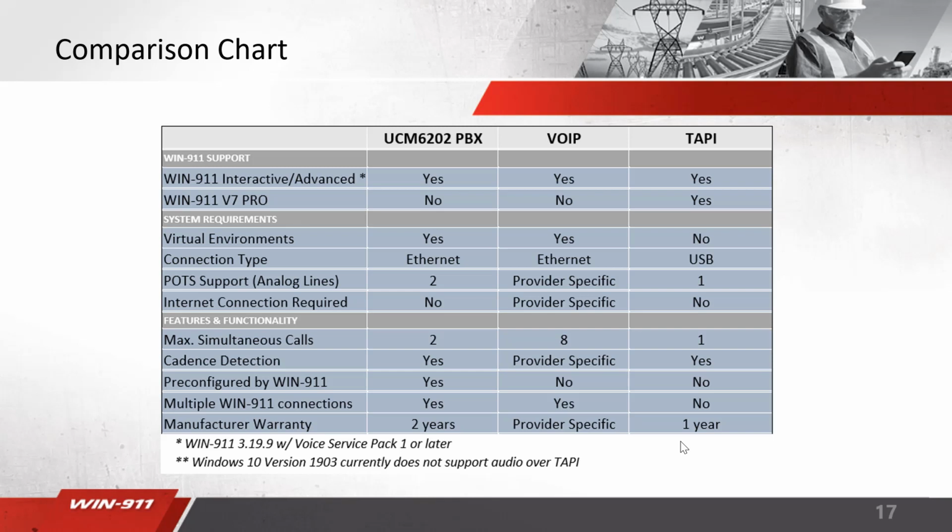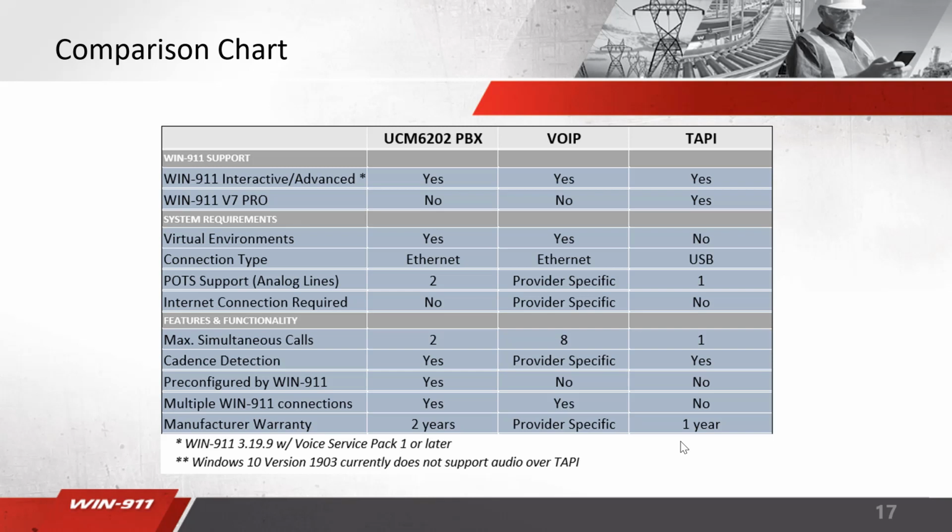Internet connection, definitely not required for Grandstream and Tappy. And again, on the VoIP side, maybe if you guys use an internet-based SIP server, then you absolutely need internet. That's on your end, though. Maximum calls simultaneously, again, 2 for the Grandstream. It has 2 analog lines. VoIP should cover up to 8, and Tappy has 1.